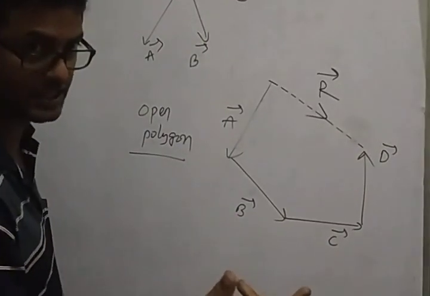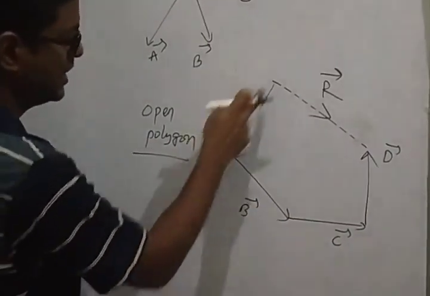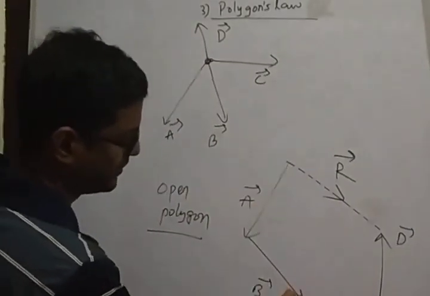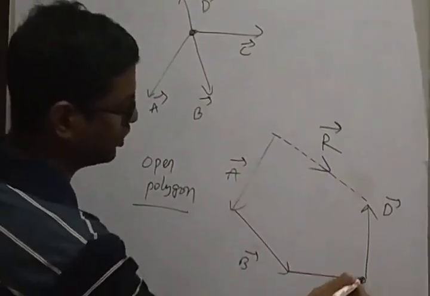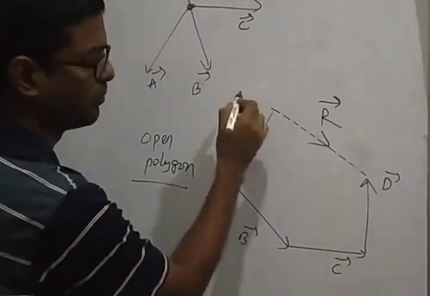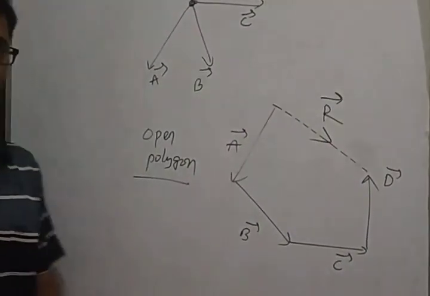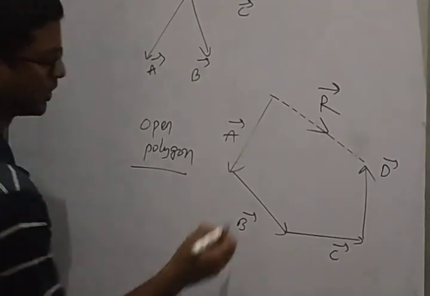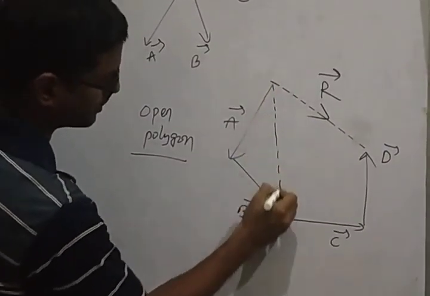Once again I am repeating the statement, I will explain. If a number of vectors acting on a point are represented by the sides of an open polygon, all taken in the same order, then the closing side of the polygon taken in opposite order will represent their vector sum or resultant. Okay, first I will draw a diagram here.